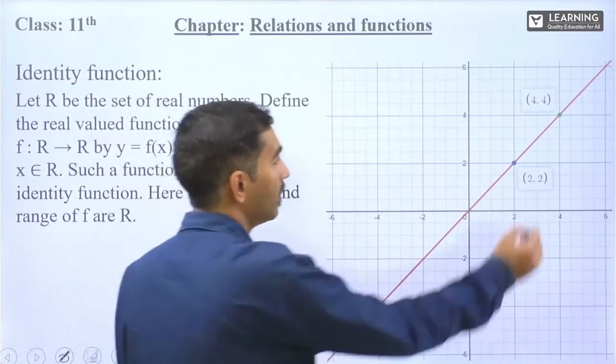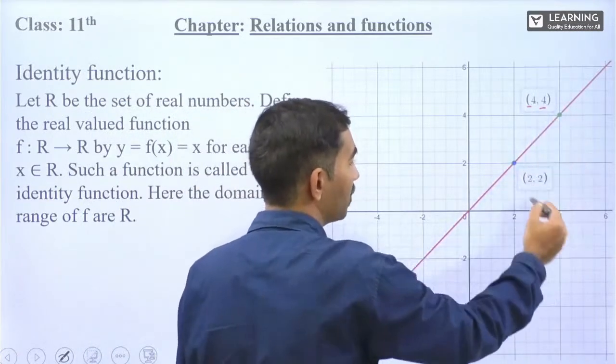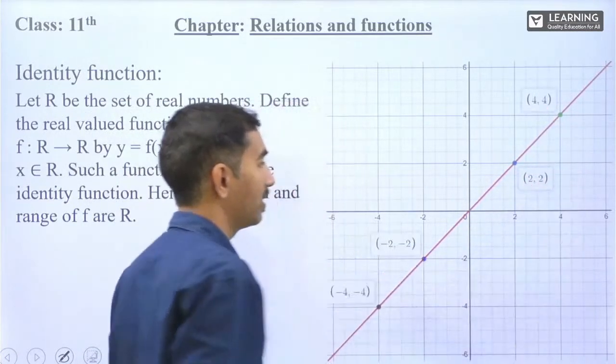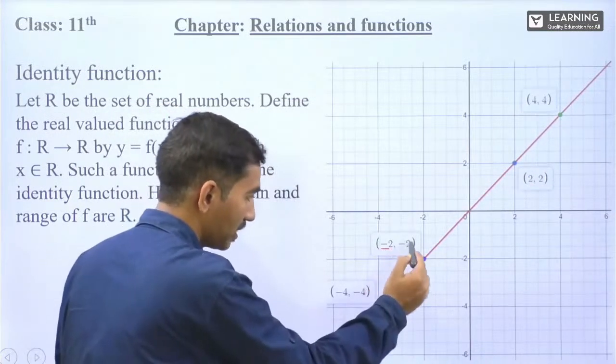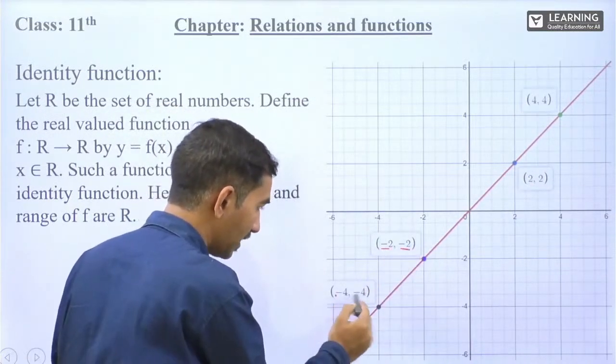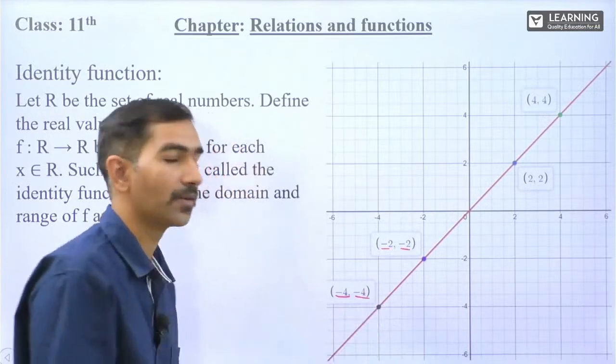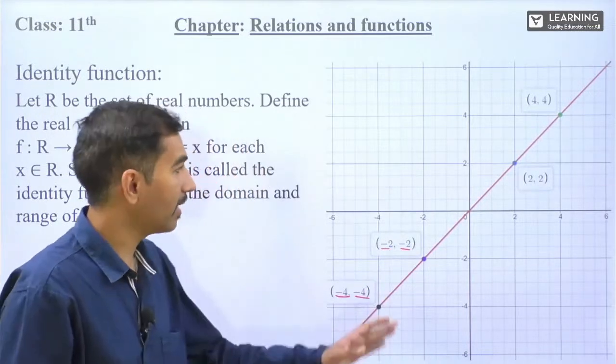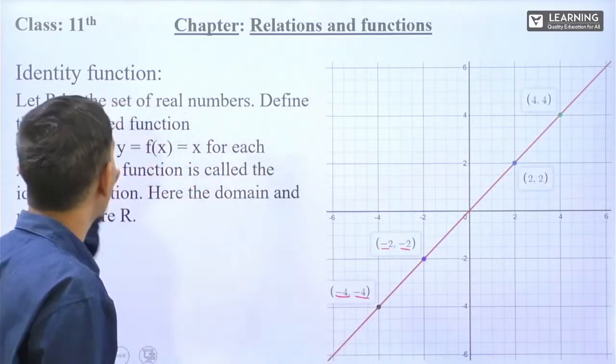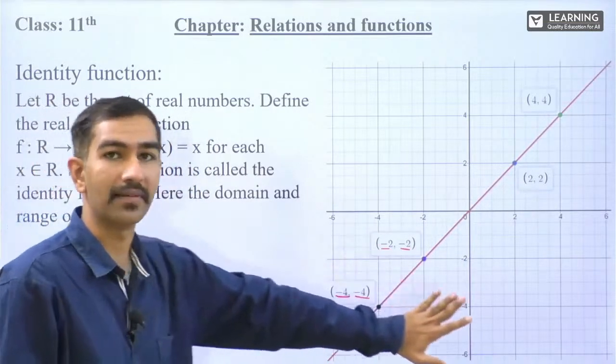4, 4. x is 4, y is 4. x is 2, y is 2. Next, x is minus 2, y is also minus 2. x is minus 4, y is also minus 4. So this graph is representing what? This is that function, the identity function, and this is its graph.